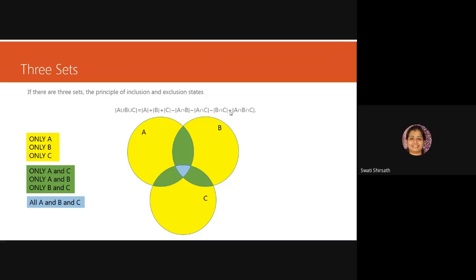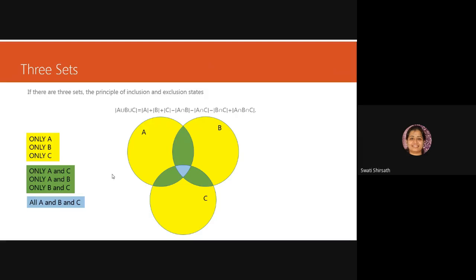We don't want to leave them just like that. So everything we should include, and that is why this A intersection, B intersection, C is there. Okay, same thing is applied for four sets also. So you can have the four set formula in the same way. I am leaving it to you. You just find out how the four set formula will go.